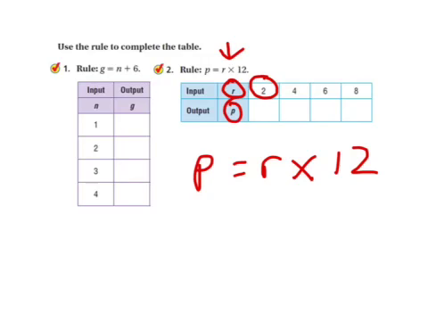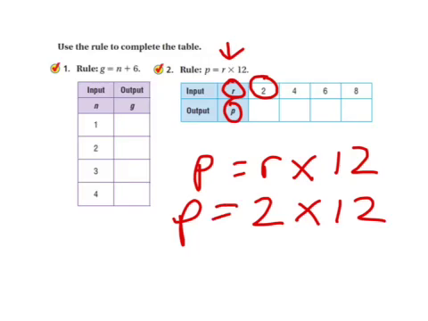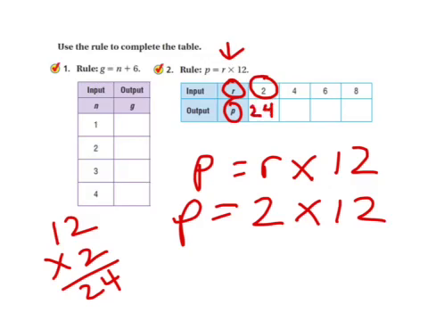Our first input is 2, so we replace R with 2, and then we multiply by 12, and we just copy everything else down. Now, if you don't know what 12 times 2 is, that's fine. You can just work it out on the side. 2 times 2 is 4. 2 times 1 is 2. So our first output is 24.